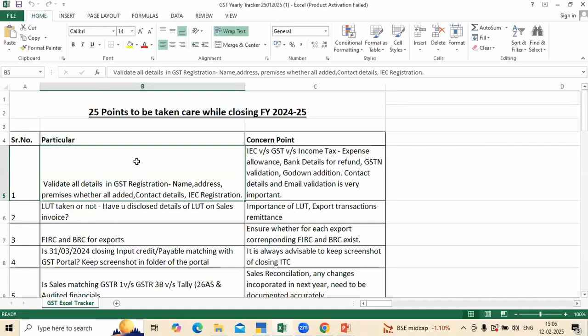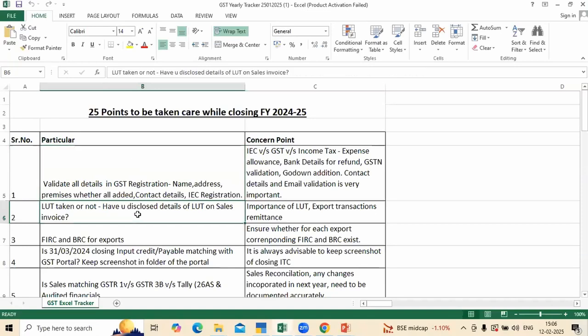This will help you in saving a lot of input credit. Because see, your bill has the old address and you are actually working at the new premises, the GST officer will disallow all your input credits. So my request to all of you is that take this point as the first point of validation. In case of any of these changes, get it corrected. So this is the first point of your tracker.